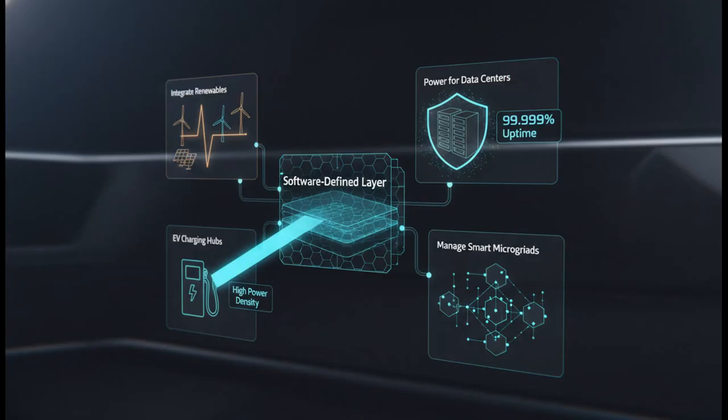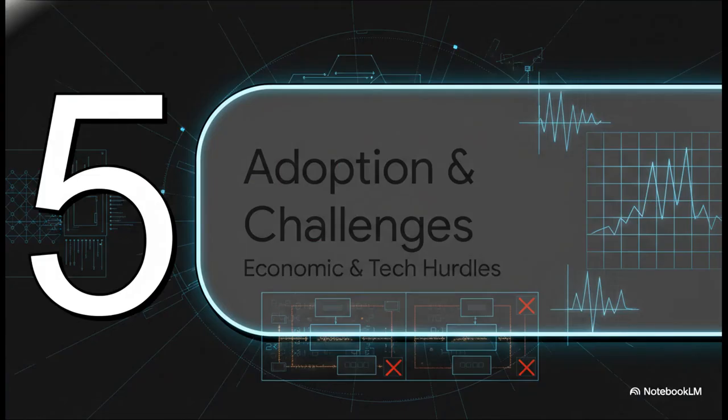This new programmable layer has specific capabilities. Its high-speed control enables seamless integration of intermittent renewables. Its high power density allows for the efficient design of large-scale EV charging hubs. For data centers, its microsecond-level fault response provides a new tier of reliability, and its intelligence is the foundation for managing complex, decentralized, smart microgrids. Given these capabilities, we will now examine the practical realities of adoption and the technical hurdles that remain.